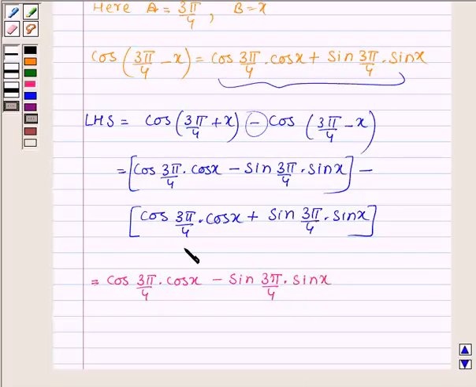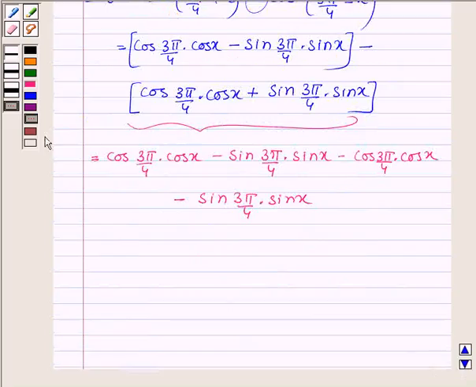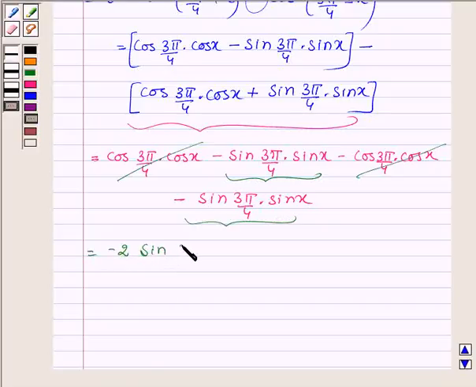Now in the second bracket we have minus cos 3 pi upon 4 into cos x minus sin 3 pi upon 4 into sin x. Now cos 3 pi upon 4 into cos x cancels out with minus cos 3 pi upon 4 into cos x, and we have sin 3 pi upon 4 into sin x 2 times. So we have minus 2 sin 3 pi upon 4 into sin x.